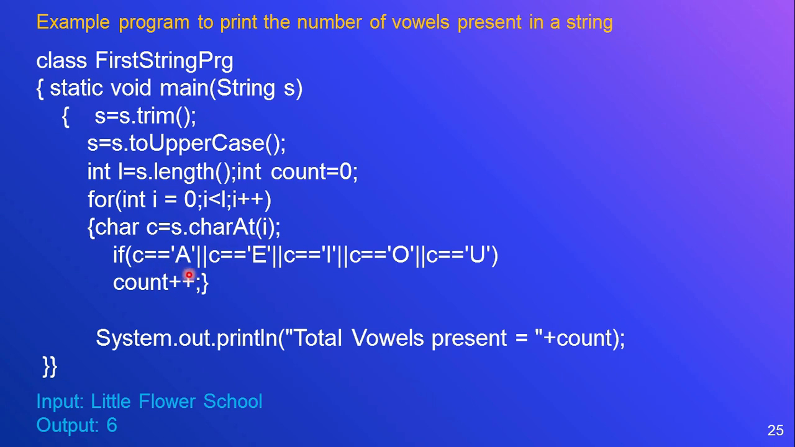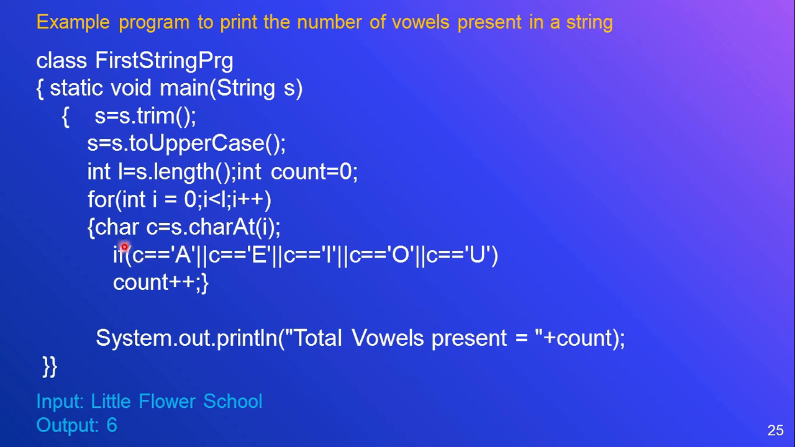Now checking. U is equal to A? No. U is equal to E? No. U is equal to I? No. U is equal to O? No. And here U is equal to U. Yes, it is. So the counter variable will increase once. What is the value of count now? 1. Now coming over here, the loop is going to continue. i plus plus. What is the value of i now? 2. That means 0, 1, 2. Okay, 2 is the value.